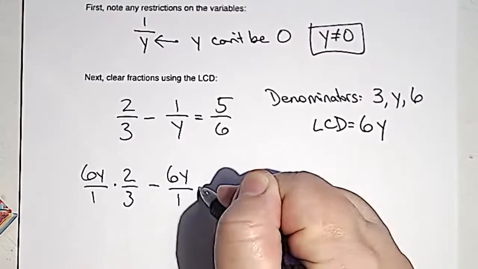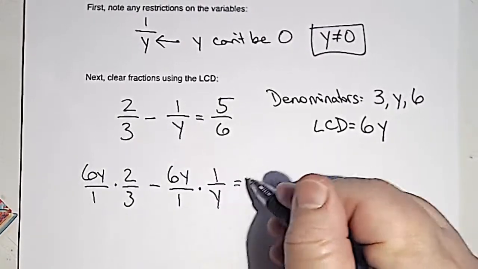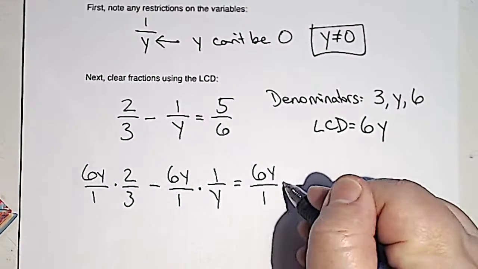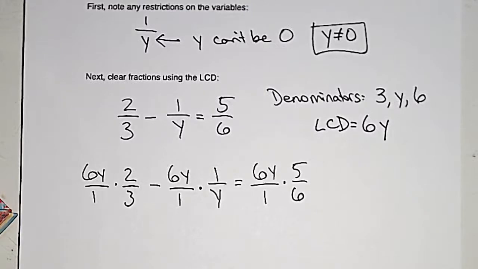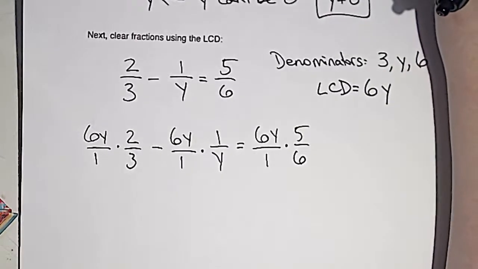6y goes to the 1 over y. And 6y goes to the 5/6. So far, so good. Okay.